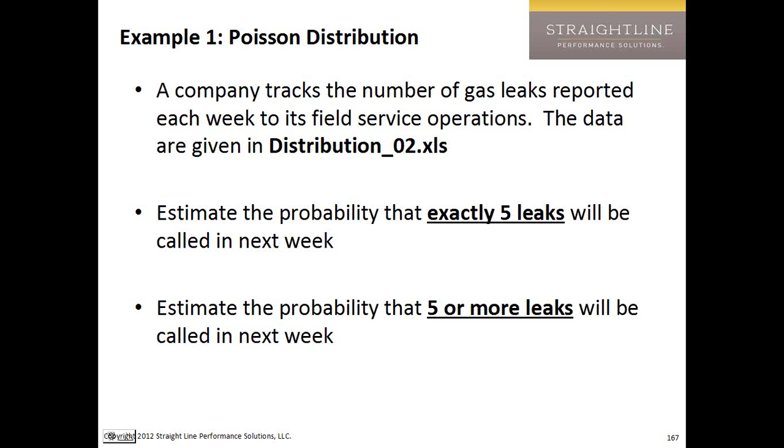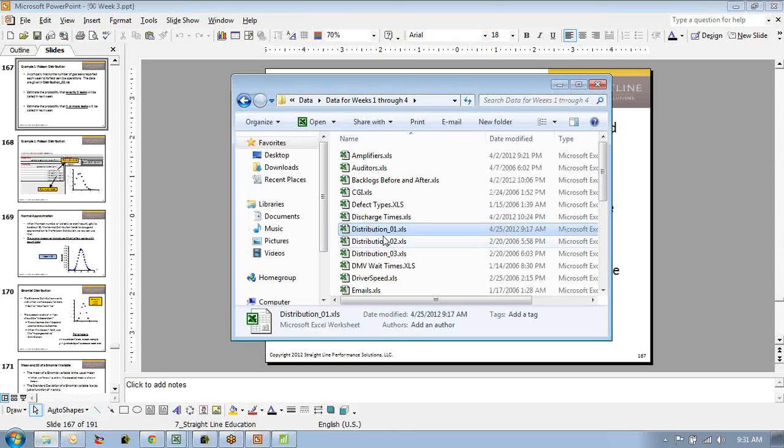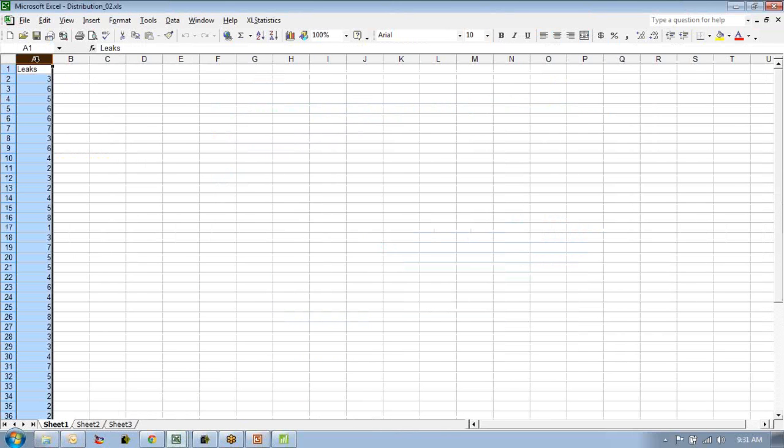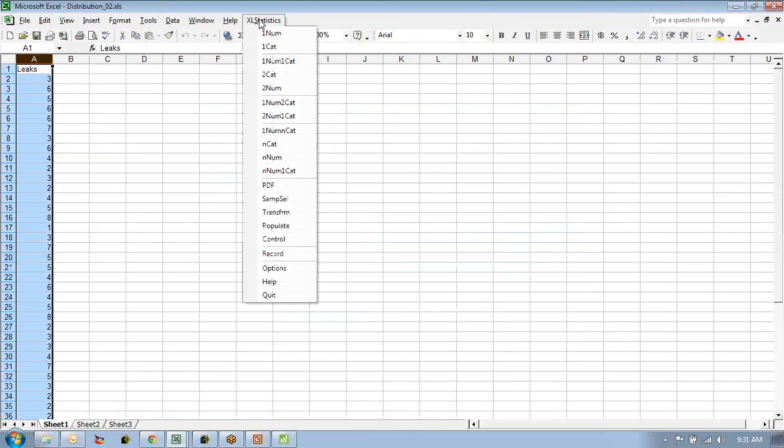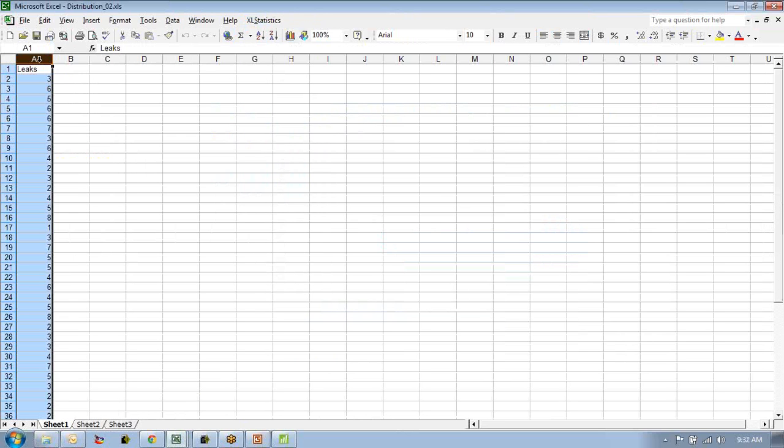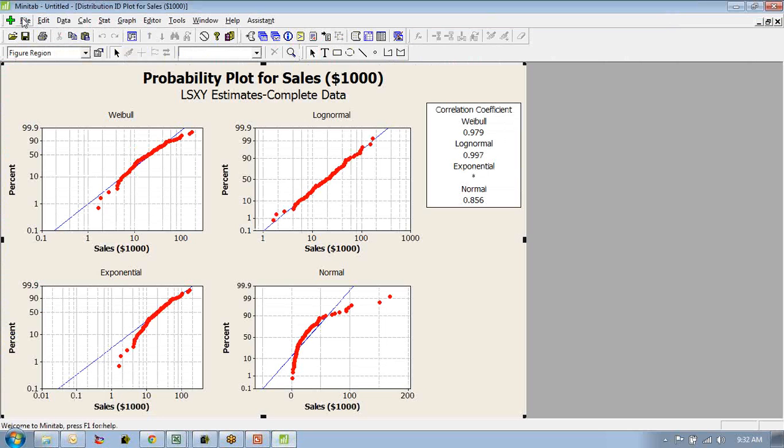So first thing, let's go to the tale of the tape, and let's take a look at the data. Data are usually very helpful, so let's go to that first. Here's our leak distribution, and you can see that if we use, I'm not going to use Excel statistics this time, I'm going to use Minitab, and I'll use what's called the dot plot.